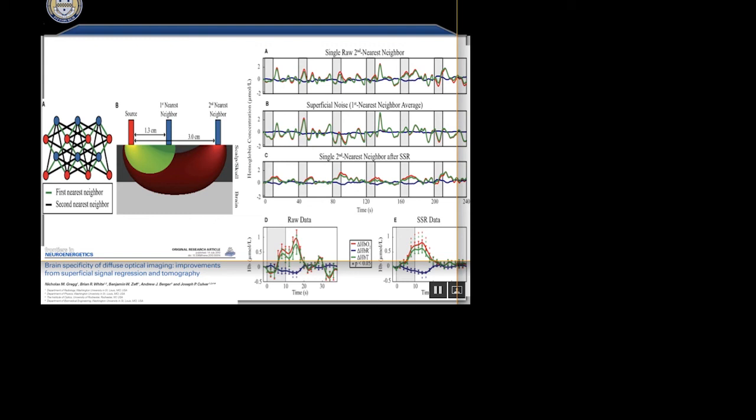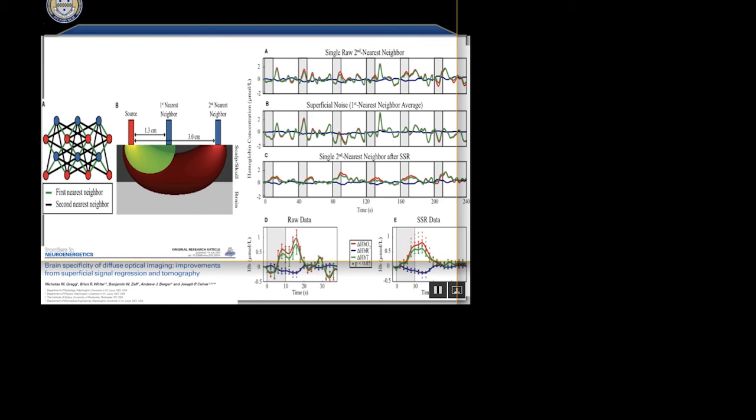But when you do that measurement, you use the short distance as some version of the regressor, and remove it from the large distance. There's a number of different ways to do it. Rob Cooper and Joe Culver are using it as a time series regressor. So you use the time series of the short distance and you remove it from the long distance. Very similar to what I described with the external measurements, pulse oximetry and stuff.